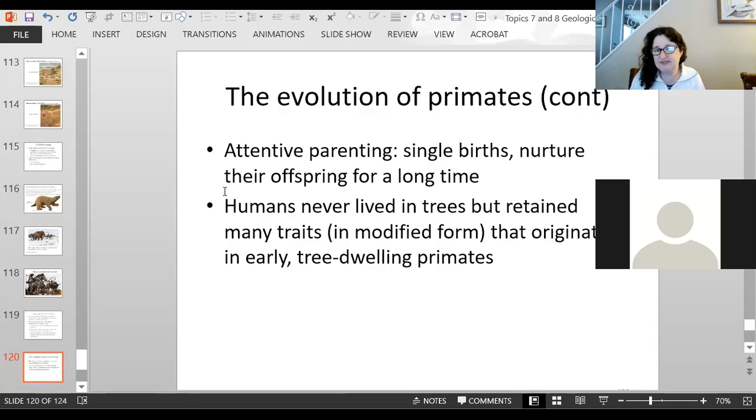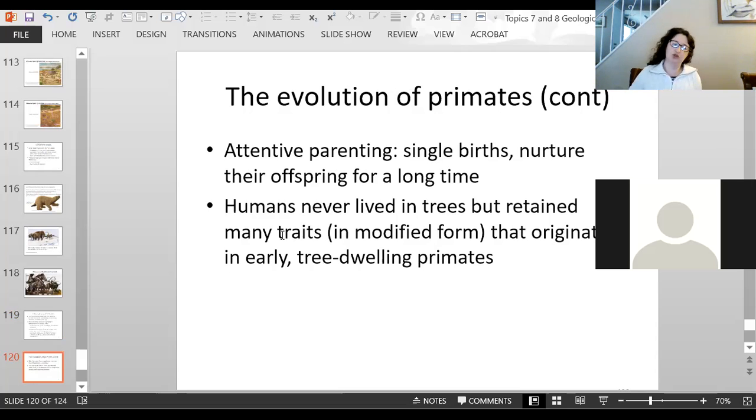Primates also have attentive parenting, which means they're more likely to have fewer babies at a time, usually a single birth. Yes, we all probably know people who had twins or maybe triplets, and occasionally people have more than that. But naturally, usually primates will have one baby at a time, maybe two, occasionally three. That allows for the mother to be more attentive, as opposed to a cat, which could have like 5 kittens at a time and is not going to be able to be as attentive to each kitten.